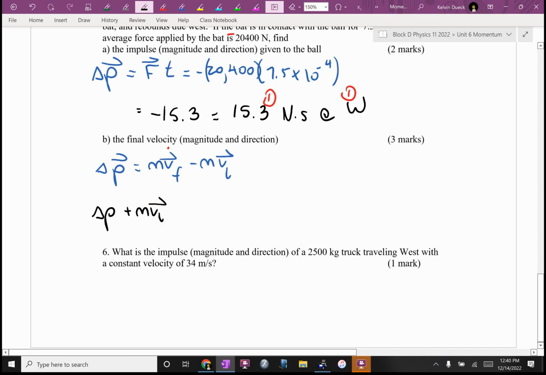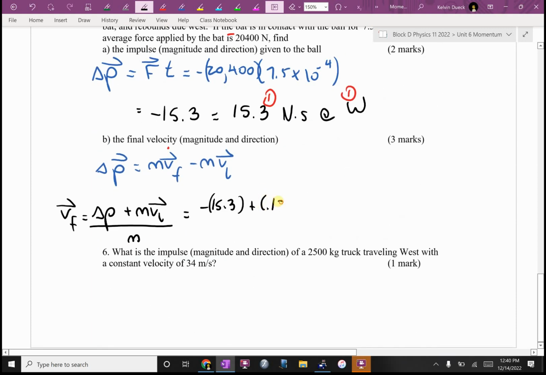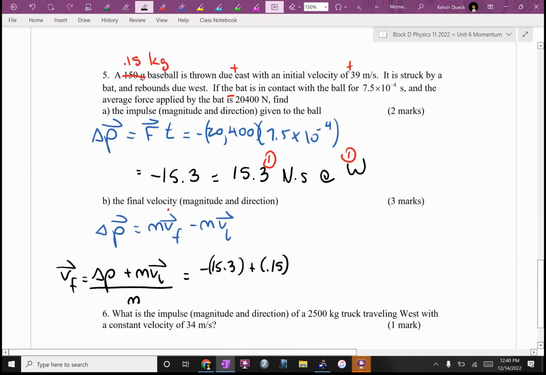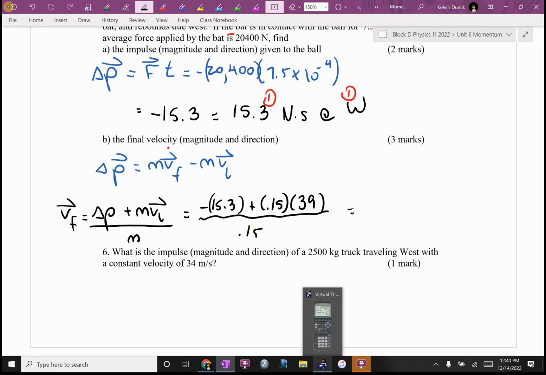Then what, Josh? That is yet another equation for final velocity. I'm not going to memorize it. I can figure it out. And now it's going to be sticking the numbers. I'm going to have negative 15.3 plus, what was the mass, Mr. Dewick? 0.15. VI, positive 39. All divided by 0.15.